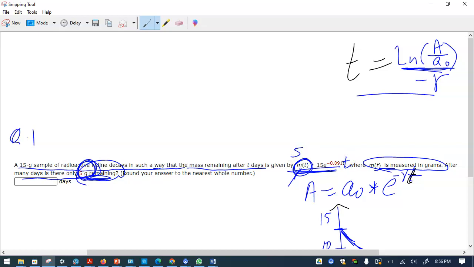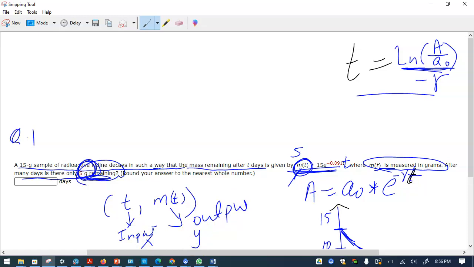So let me write a big one. If this is T and this is M of T, milligrams after so many days, so this is the input, the days, and this is the output. It's like X and Y, and this is the days, and this is the amount of milligrams or grams remaining after decaying. So all you do is put this M of T as 5.